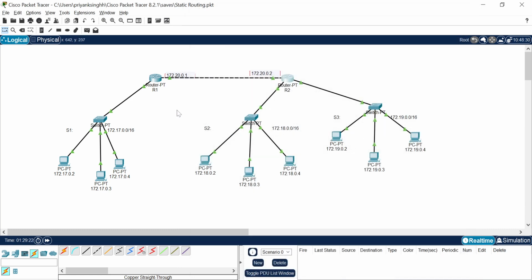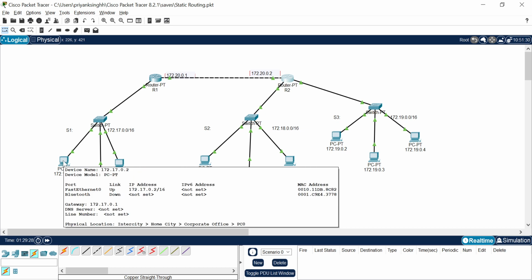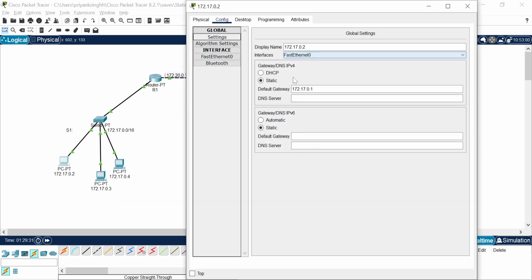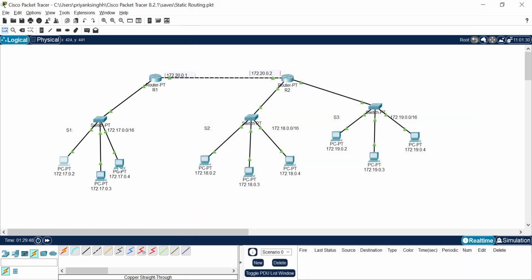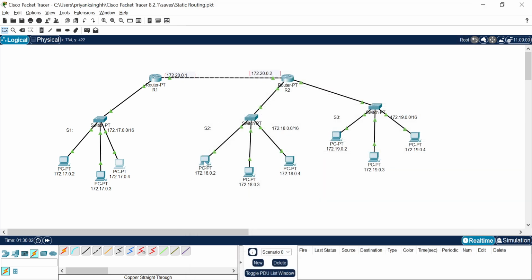In a similar manner, we have to enter this information at every end device. I have entered the first network's gateway value to the respective PCs. I have given this value over here, that is 172.17.0.1, for this PC. In a similar manner, I have given it to other devices of this network. I have given 172.17.0.1 as a gateway for the 172.17.0.4 device over here.